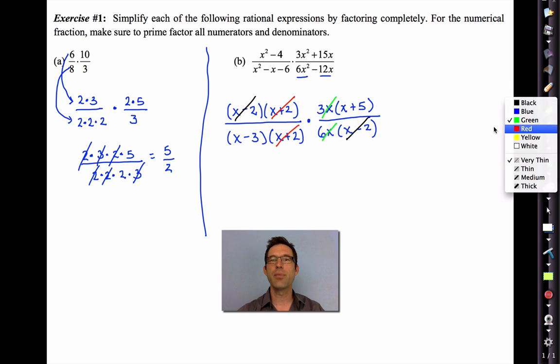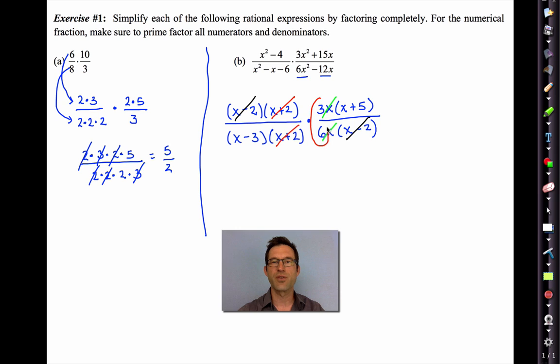There is the little bit of business left here with this 3/6. Obviously, I can cancel a 3 into a 6, and be left with 2. So let's see what we have left. After all that canceling, in the numerator, I have x plus 5, and in the denominator, I have 2 times x minus 3.